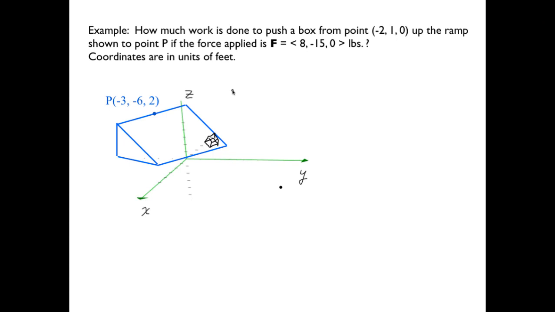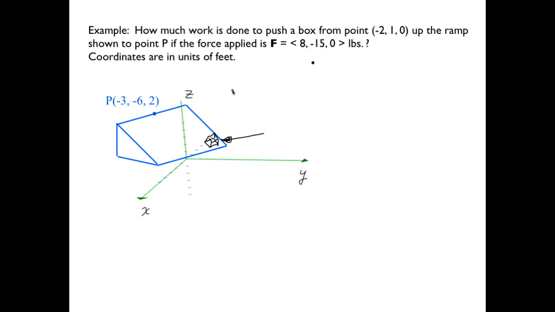Sitting on the plane. How much work is done to push the box from (-2, 1, 0) up the ramp to the point shown if the force applied is (8, -15, 0)? So we're going to come along with some force here like this.